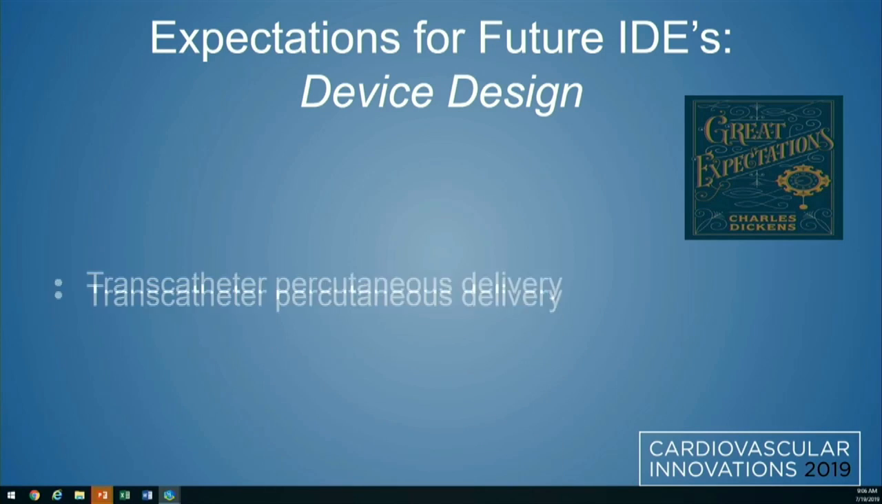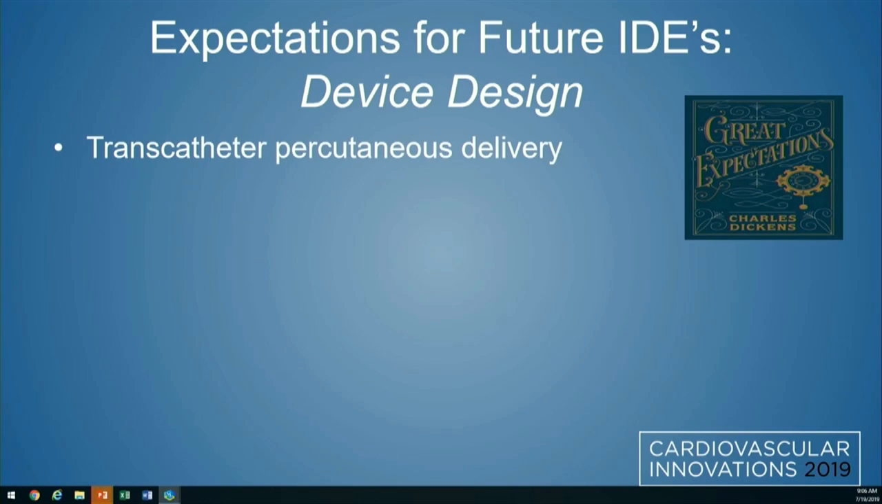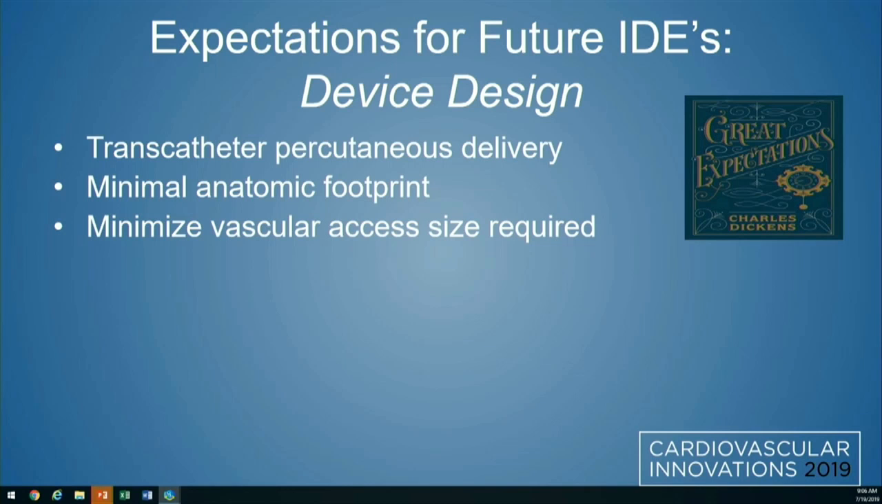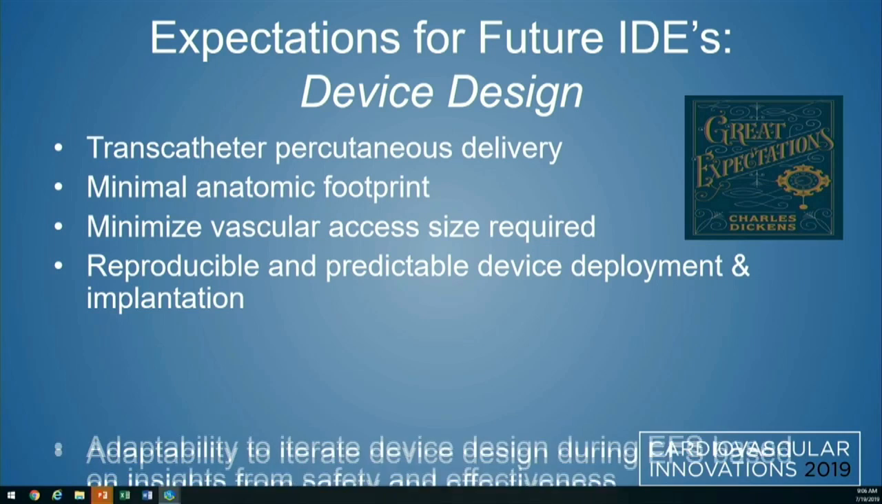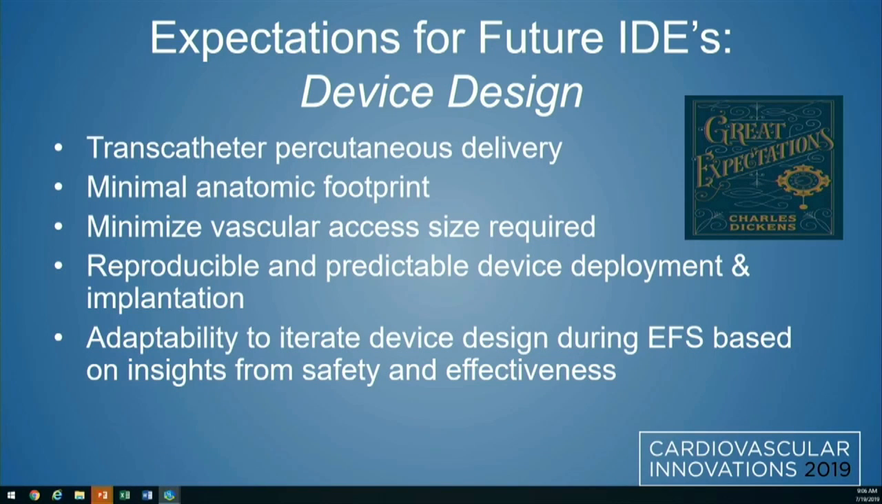If we're talking about device design, at least in a structural heart sense, we want a transcatheter percutaneous delivery-based device. We want a minimal anatomic footprint. We want minimal vascular access size footprint. We want reproducible and predictable device deployment and implantation. Adaptability to iterate the device is important.